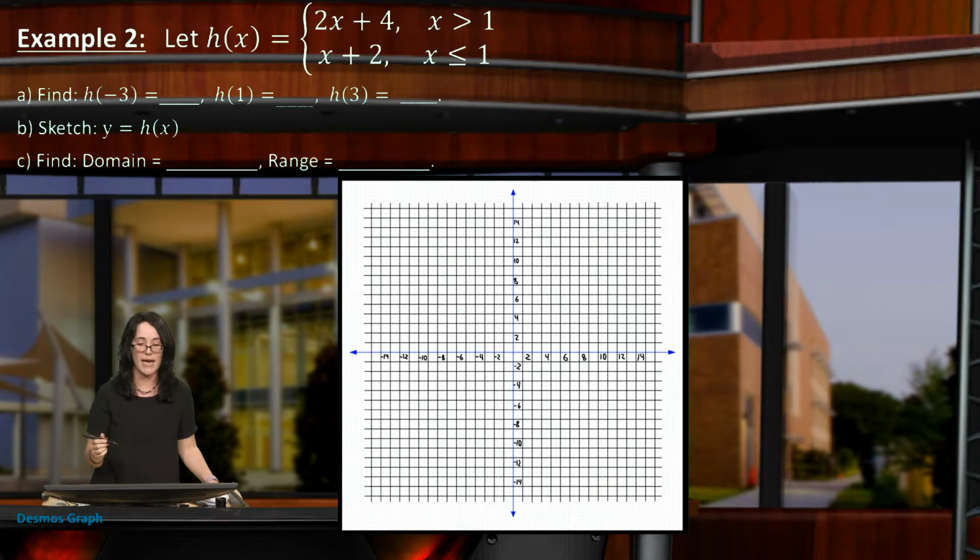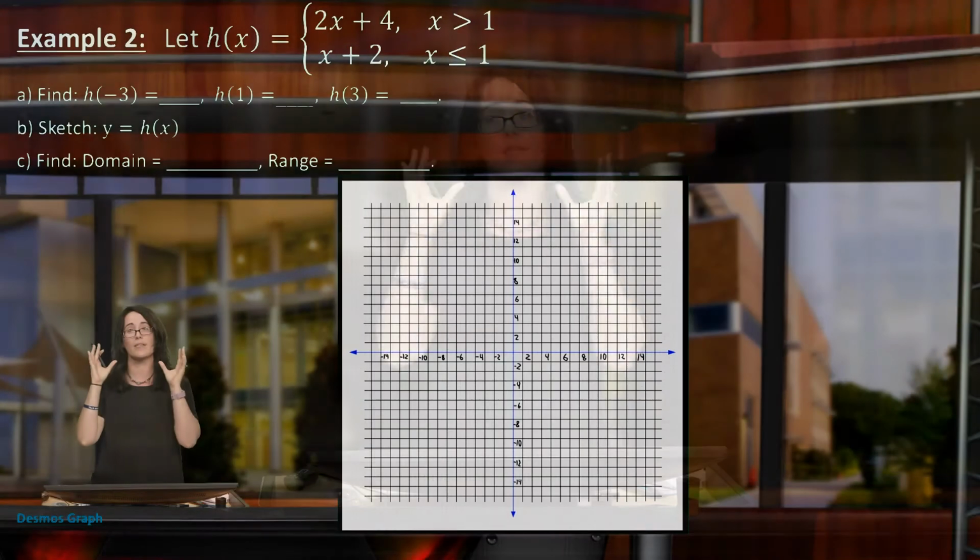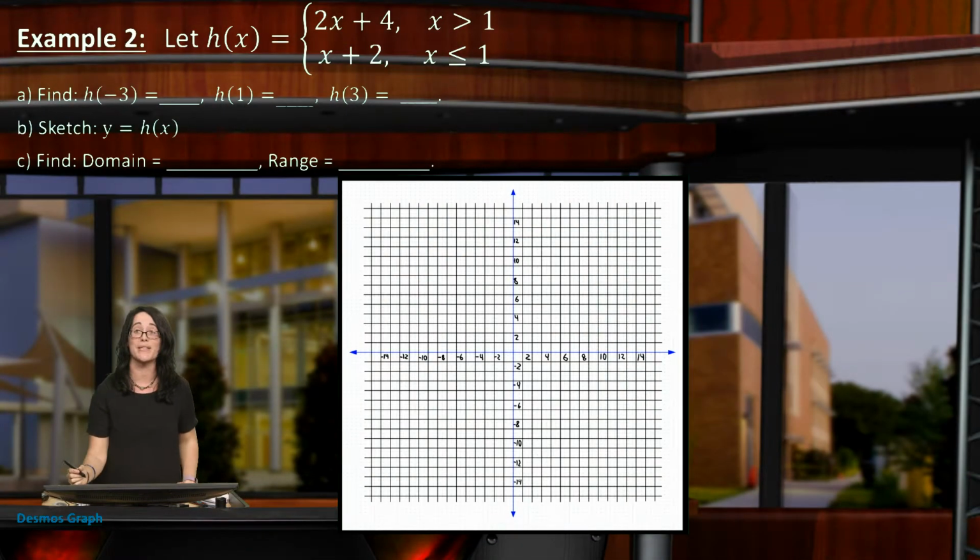We have h of x equals 2x plus 4 whenever x is greater than 1. We have h of x is equal to x plus 2 whenever x is less than or equal to 1. So unlike last time where things changed when x was 0, this time things are changing when x equals 1. Similar to last time, both equations are representing lines here. So whenever I think lines, I think what is my slope and what is my y-intercept. So let's take a look.